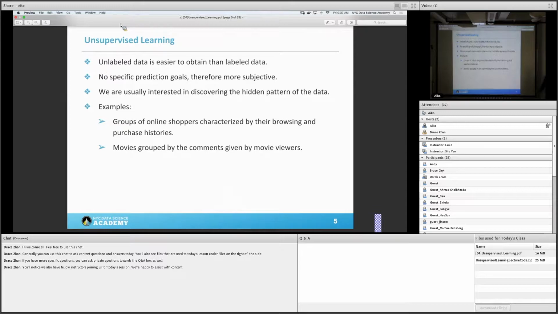And second, if you want to group the movie by the comments given by the movie reviewers. So the comments are usually written by the humans and therefore involve NLP. So how do you use the natural language processing techniques? Maybe the bag of words or more advanced n-grams model to separate out the movie based on their comments from the human beings.